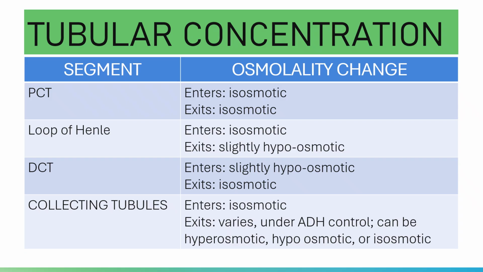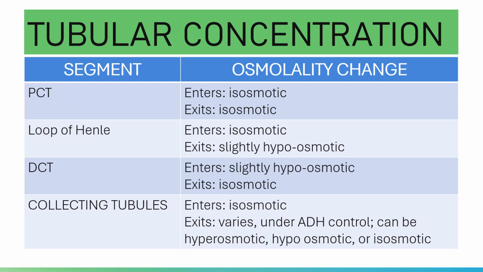At the hairpin turn, or the U-turn, it is maximally hyperosmotic. And at the thin ascending limb, it becomes progressively hyposmotic, because sodium and chloride are actively pumped out of the lumen.